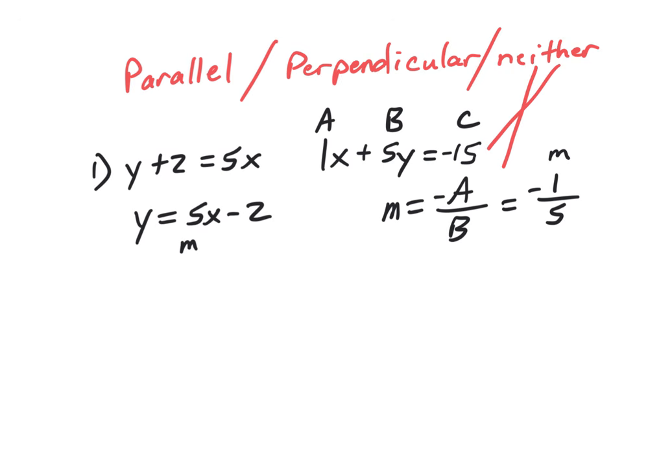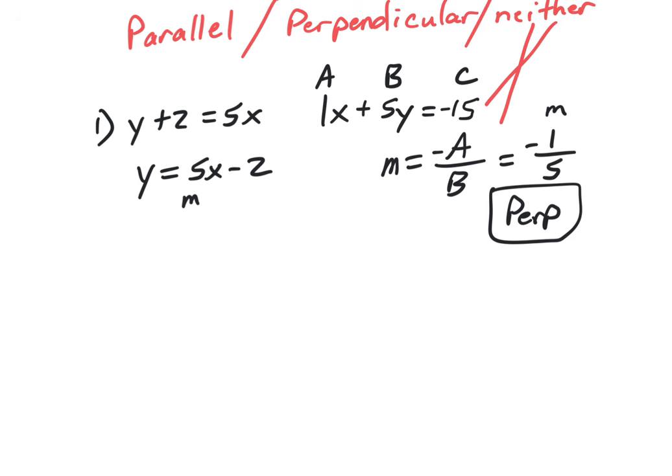This one has a slope of 5. This one has a slope of negative 1 over 5. So are they the same? No, so they're not parallel. Are they opposite reciprocals? Yes. So here we would say these two are perpendicular. If they're not parallel and they're not perpendicular, we would say neither. Okay, let's do one more like that.